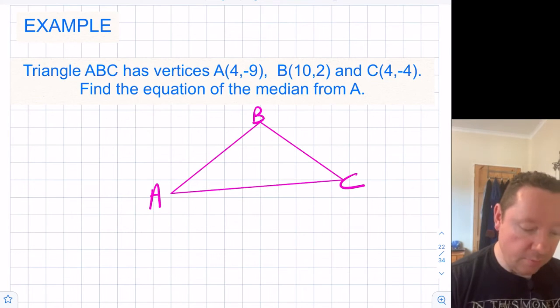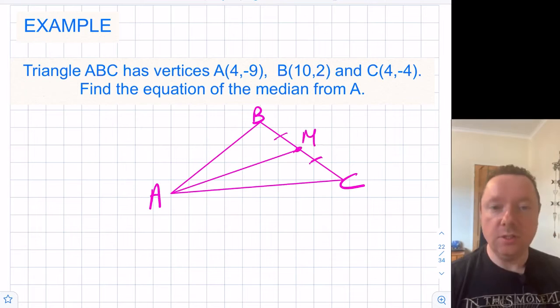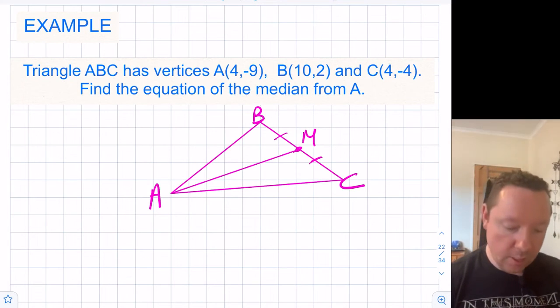It says the median from A, so if I draw a line from A, we know that that's going to cut this opposite line in half right there. Let's call that point that it joins that line at, let's call it M, just to give us a reference point, M being midpoint. So the first thing we need to do is find the coordinates of M.